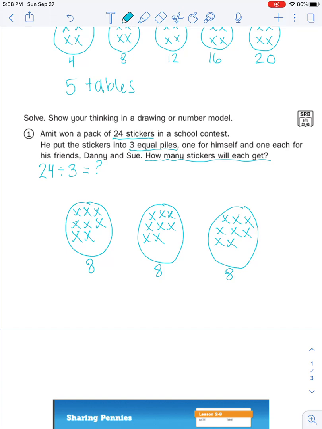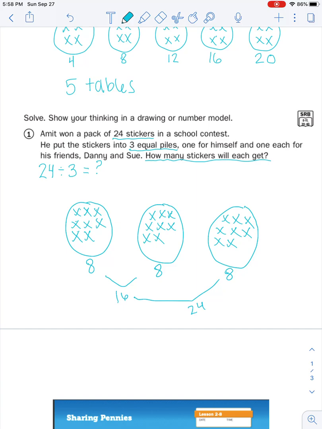And if you went and gave each person 1 every single time, they all should have the same amount in it. You don't really need to go back and count. I was just checking. So if I do 8 plus 8, that is 16. And then 16 plus 8, that gives me 24. So I've used all my stickers.